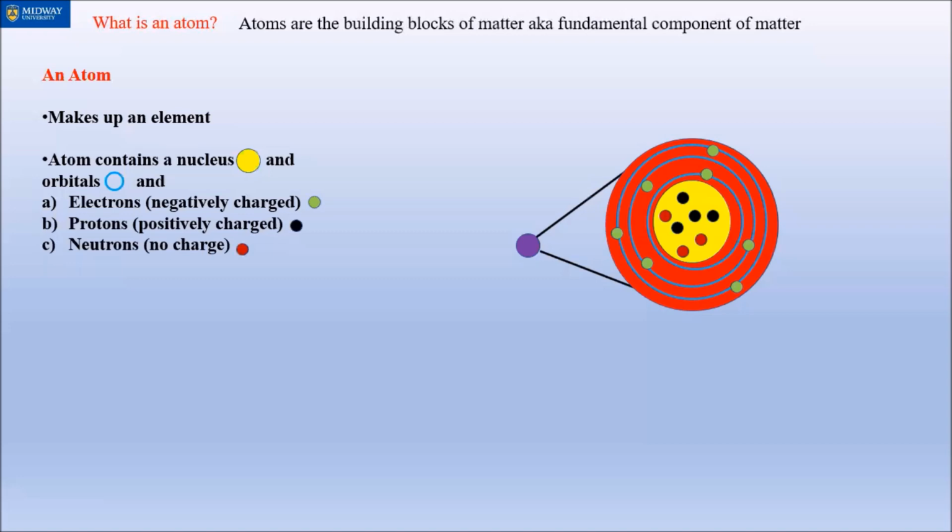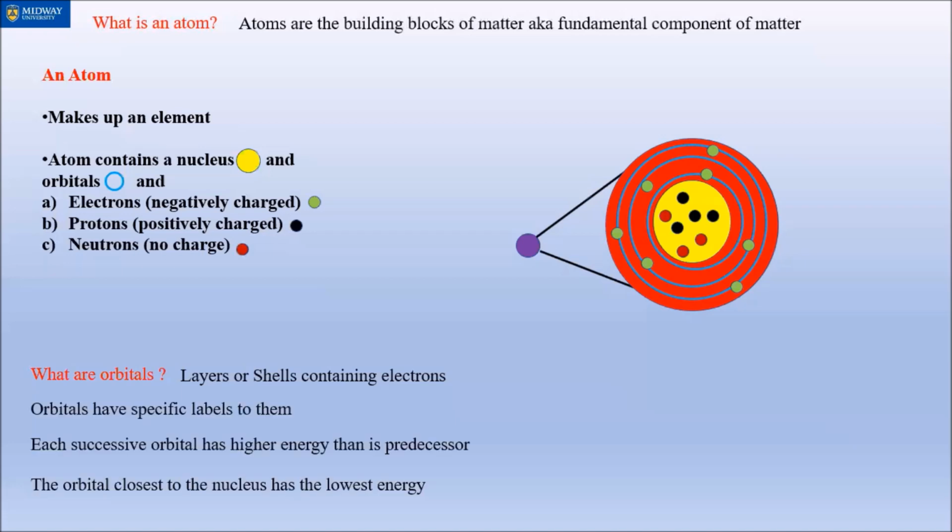Which brings us to, what are orbitals? Orbitals and atoms are like fish and chips. They go together. Whenever you talk about an atom, you cannot just keep talking about orbitals, or when you talk about orbitals, obviously you're in the vicinity of an atom. They're called the layers or shells containing the electrons. This is where the electrons are stored, even though they're not stagnant, they're moving around. Orbitals have specific labels to them.